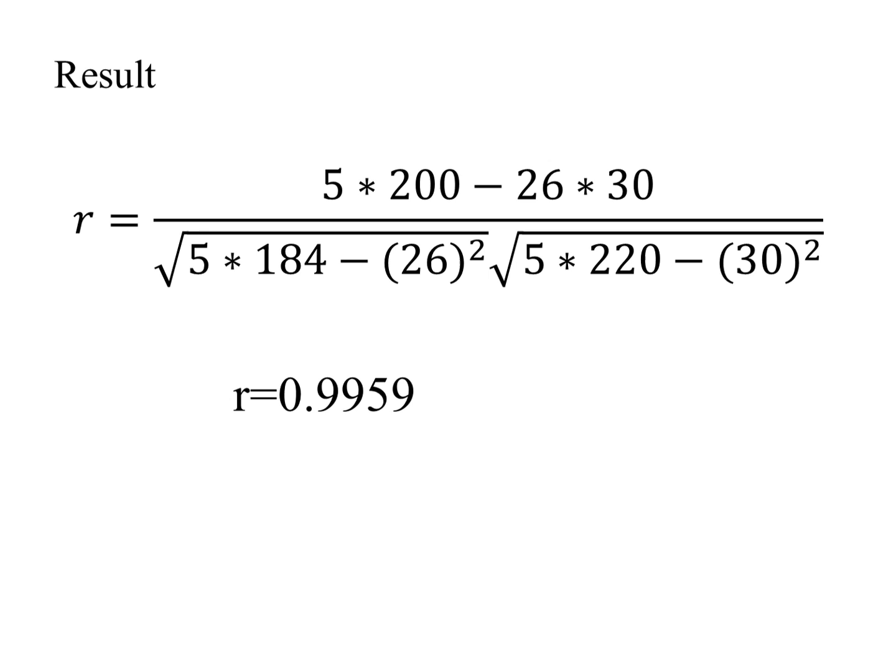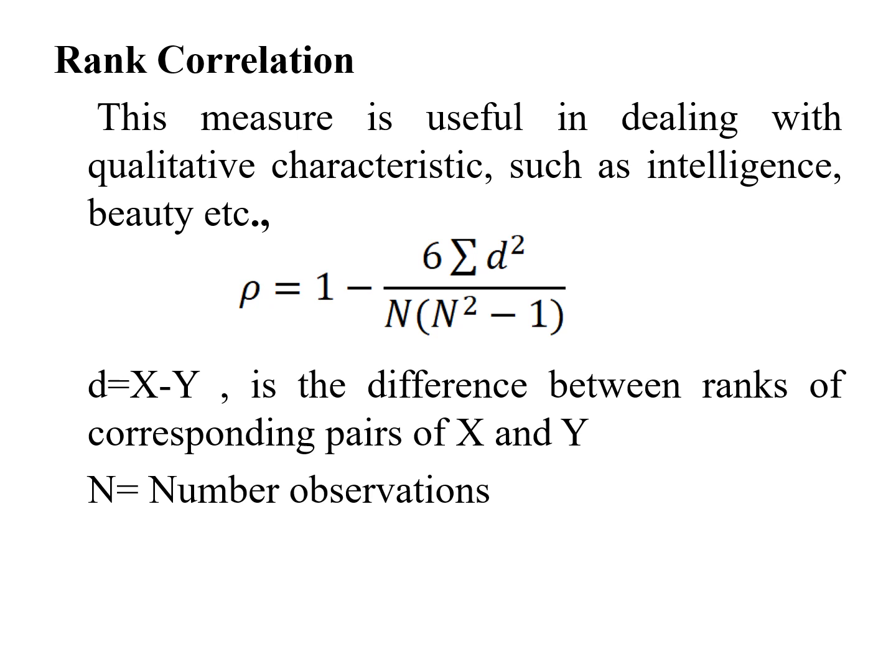So this is a positive correlation. Suppose if the value comes with a negative sign, that is called a negative correlation. So next we will see another method, rank correlation.